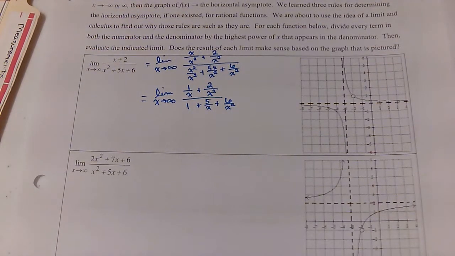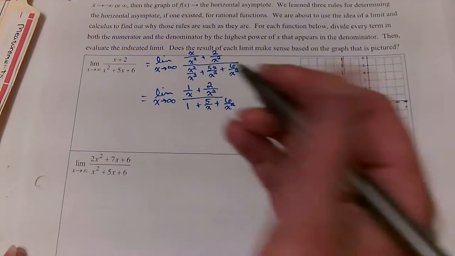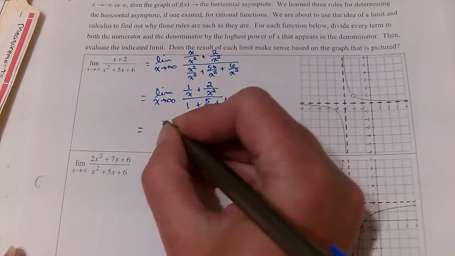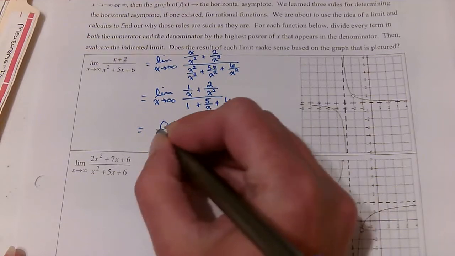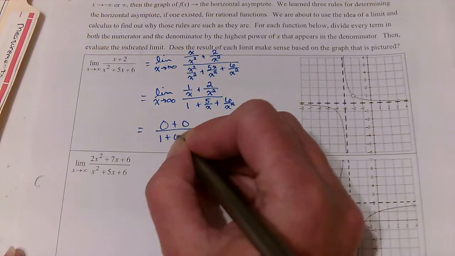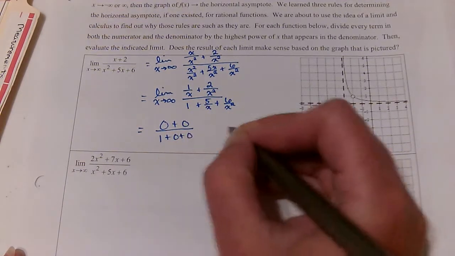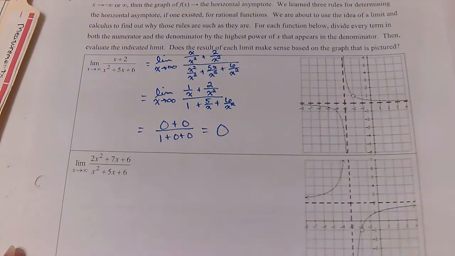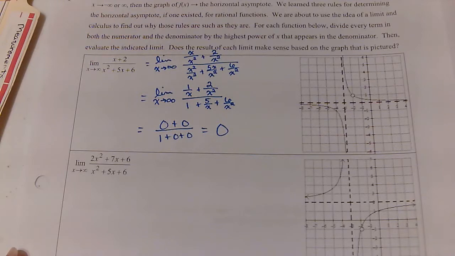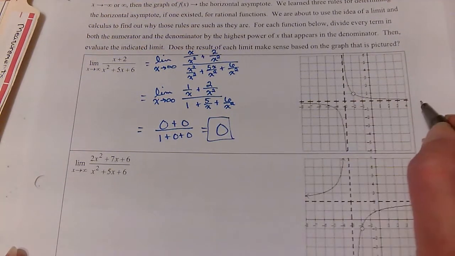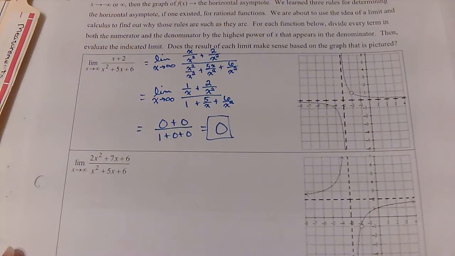Now what happens when I let x go to infinity? Well, anything that had a constant over a variable is going to go to 0. So I end up with 0 plus 0 over 1 plus 0 plus 0. So I end up with 0 over 1, which is 0. Does that match what we have in the graph? Horizontal asymptote at 0. Cool. Let's do it again.